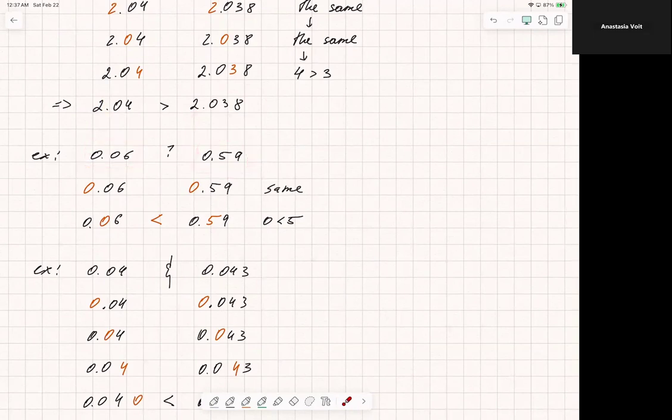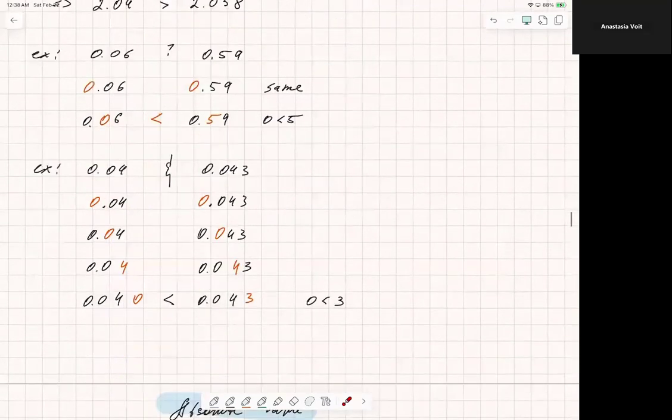Okay, next example. 0.06 and 0.59. Which one is greater? So first we compare the first digits, which are 0 and 0. They are the same. So we move on to the next digit. So the next one is 0, here 5. So 5 is greater than 0. That's why 0.59 is greater than 0.06. Okay? All right, another example.